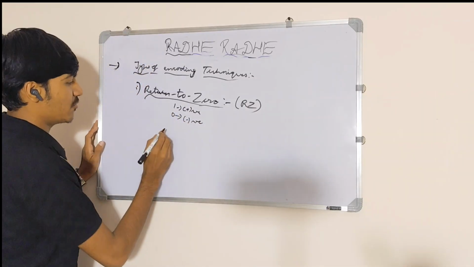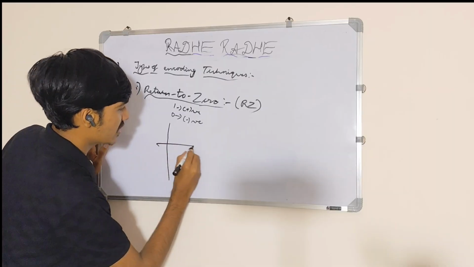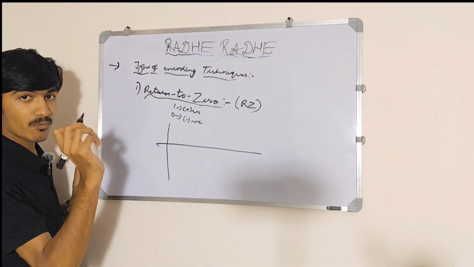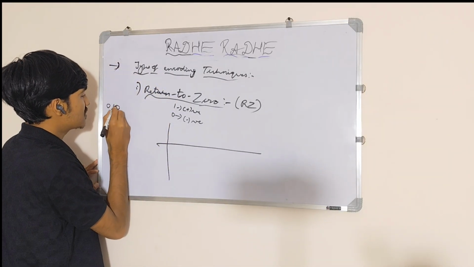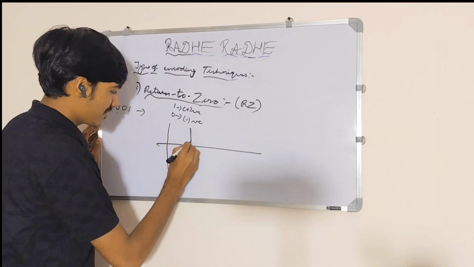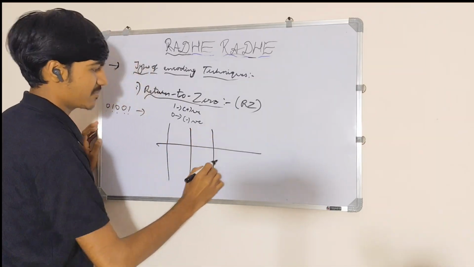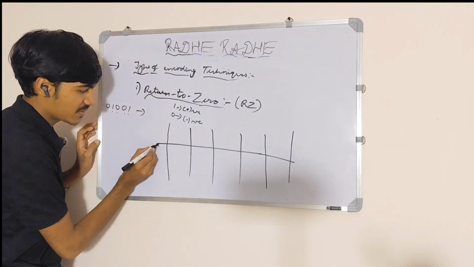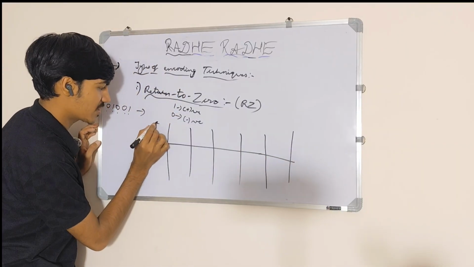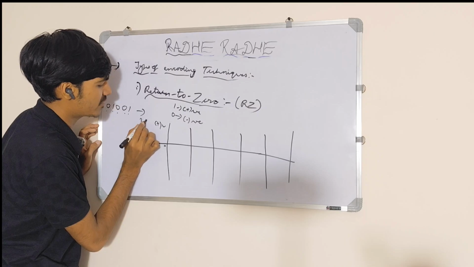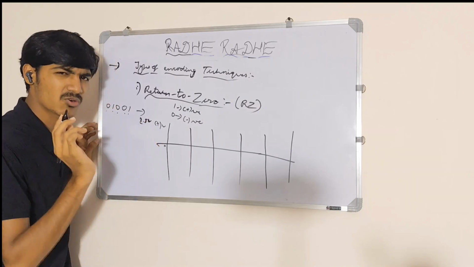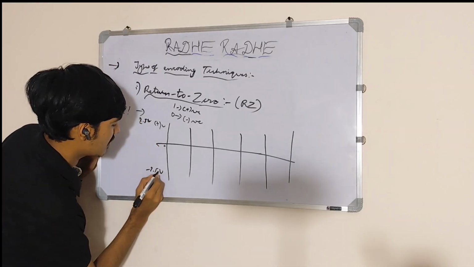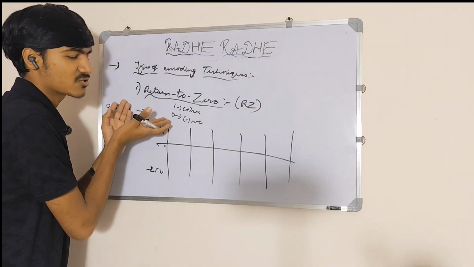Now, we will draw a graph here. Suppose we have the binary value 0, 1, 0, 0, 1. One time period, second time period, third time period, fourth time period, fifth time period. We have voltage level 0 here. Here we have positive voltage, example 2.5 volts. This is minus 2.5 volts. This is used to represent 0. This is used to represent 1.